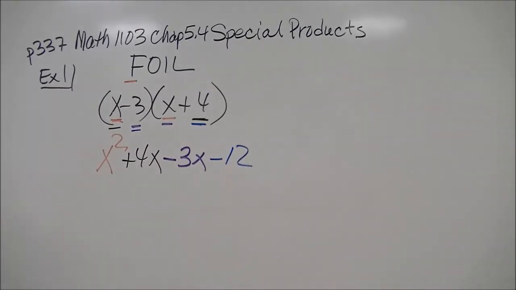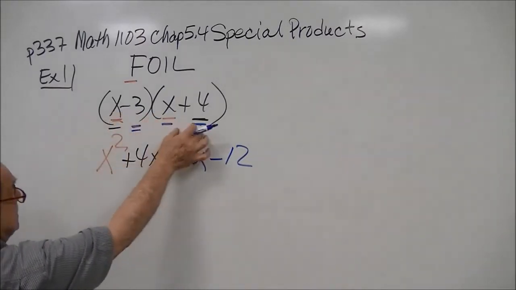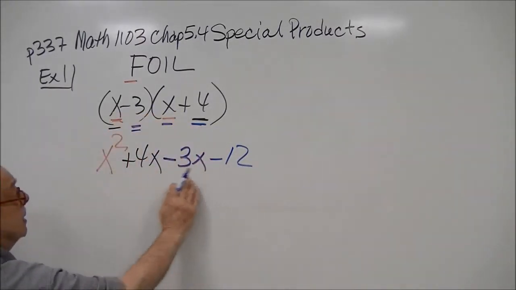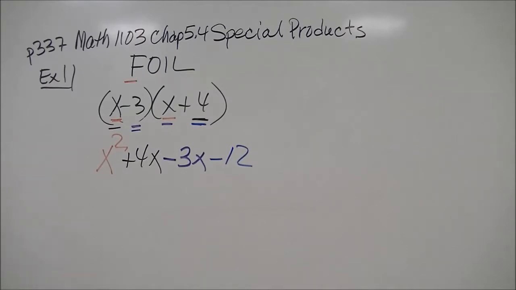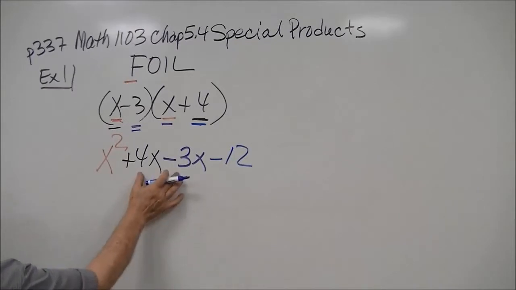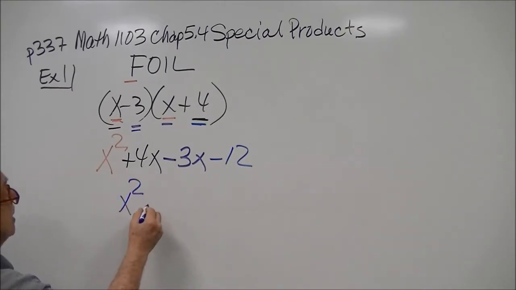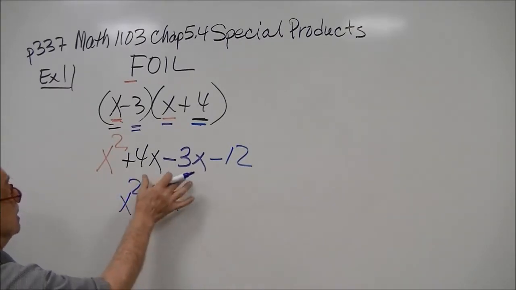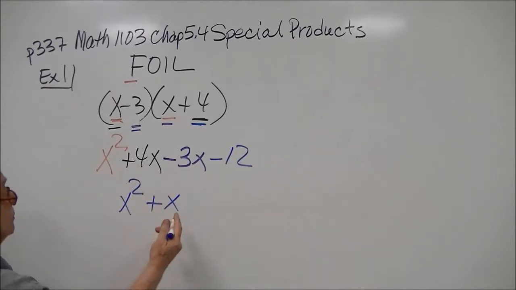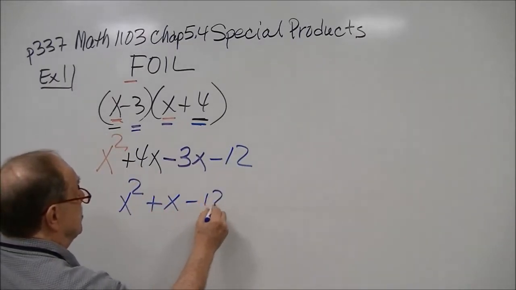Now notice, as we did it traditionally, this times this and this times this, we had something very similar, but now we've done it sort of mentally, and we've written our answers. Often we do this part mentally. These are like terms, so our final answer now will be x squared plus x, because there's a 1 there which we don't write, minus 12.